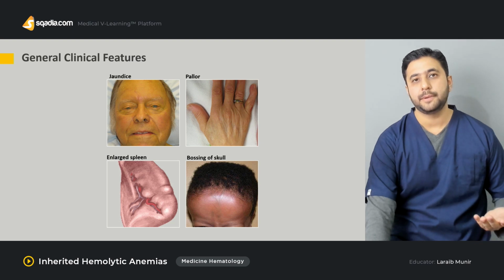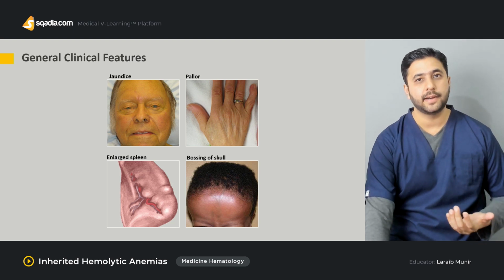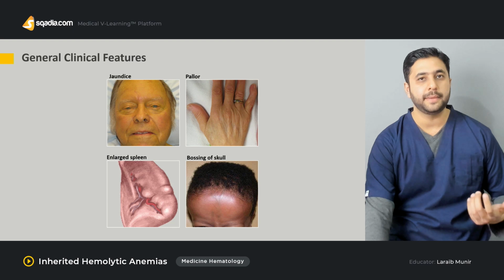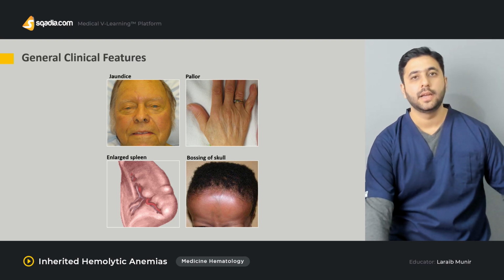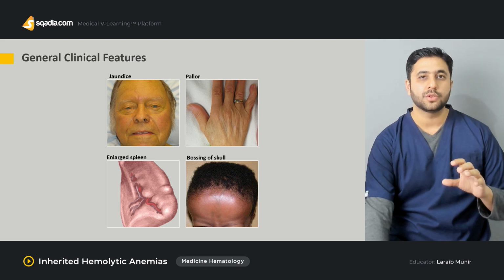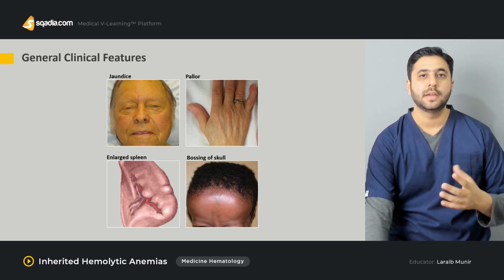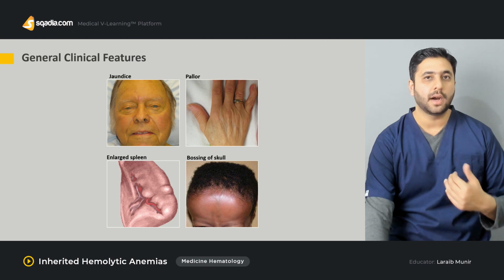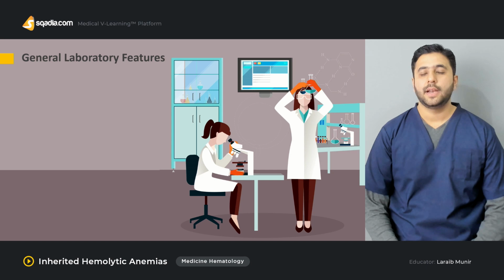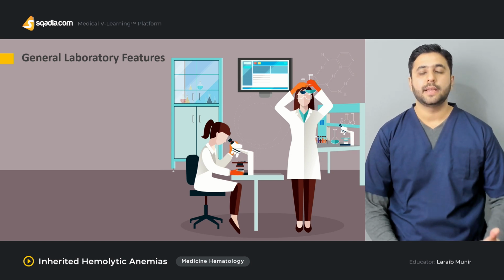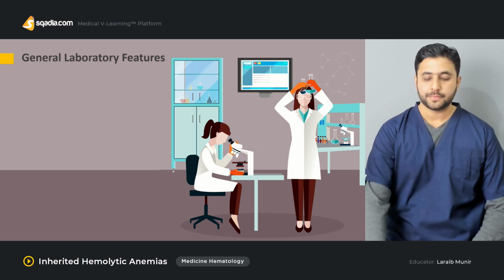Now, as with that patient Hannah, we can see that the corrected reticulocyte count is about 5%. That means that has ruled out all the anemias of production. And now we can focus on the anemias of destruction, or the anemias in which the RBCs are being destroyed outside the bone marrow. Now let's talk about the general lab features which are going to be common in all the types of hemolytic anemias.